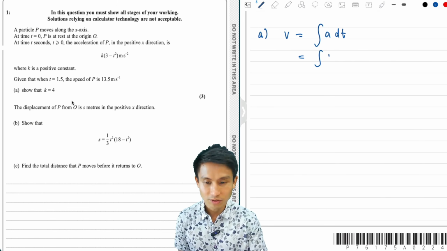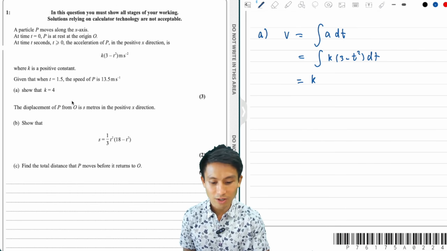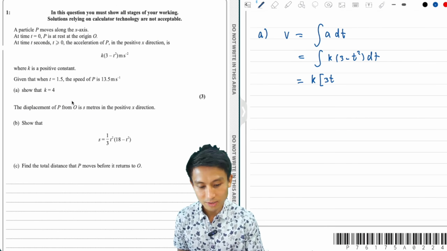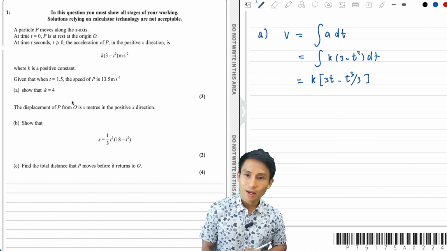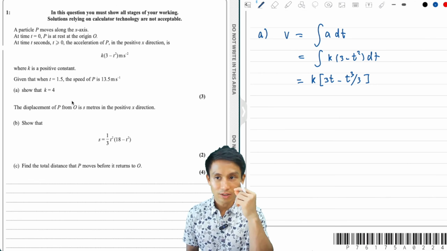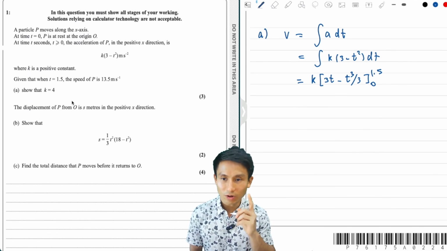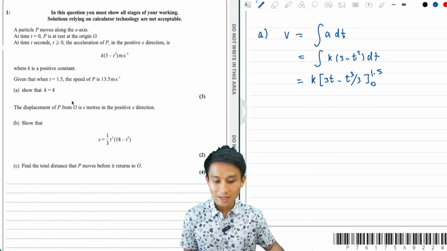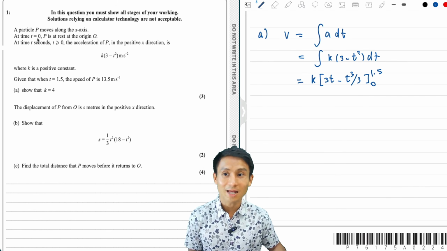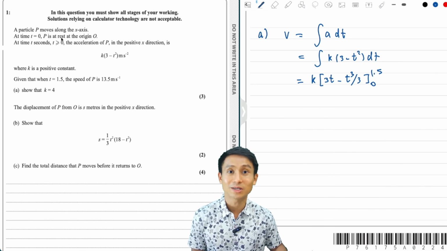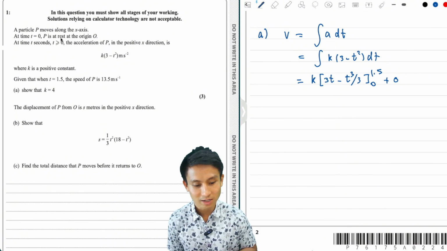Okay, so the integral of k times (3 minus t squared) dt. Let's just put k out there. Integrating 3, we get 3t. Integrating t squared, we get t cubed over 3. Because we already know the bounds here, 0 and 1.5, but we also have to add the constant c, and it has already told you that the speed at time equals 0 is 0 because the particle is at rest. So the constant c is 0 basically. We don't have to add that, but I'm just writing it here as well.